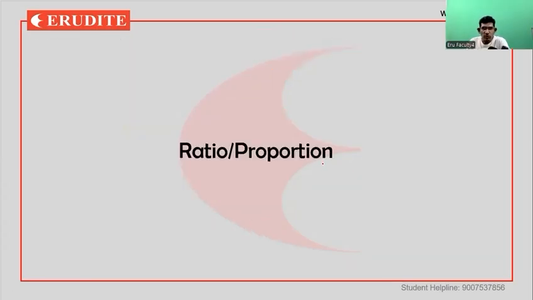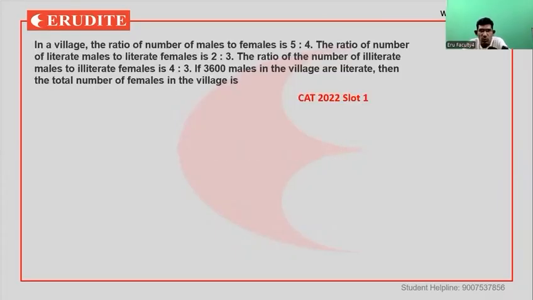So next we talk about ratio and proportion. This is also a very common topic in CAT, and the questions are quite straightforward and simple. So let's look at the first one.